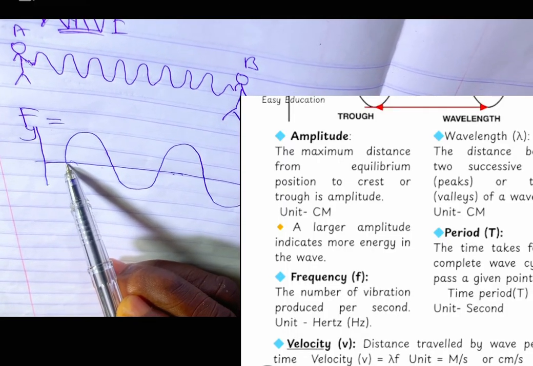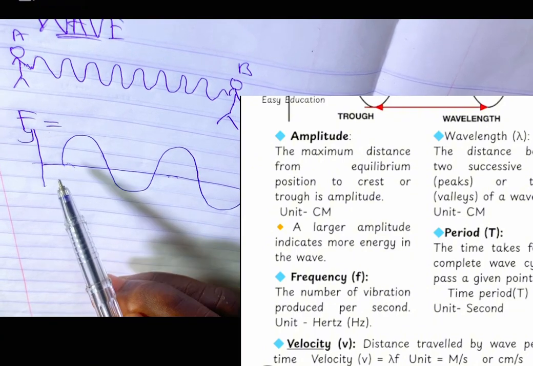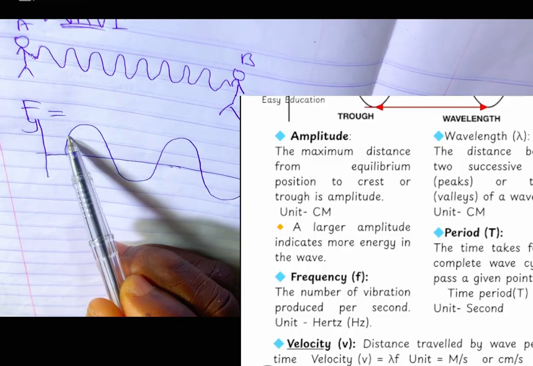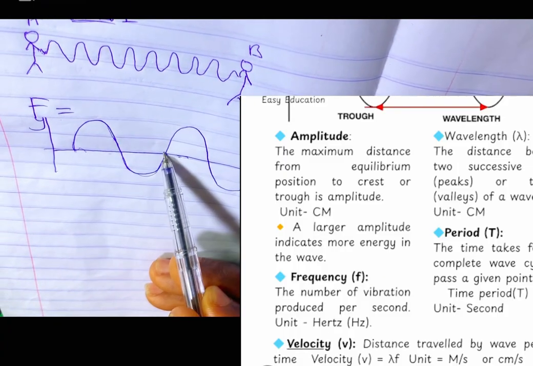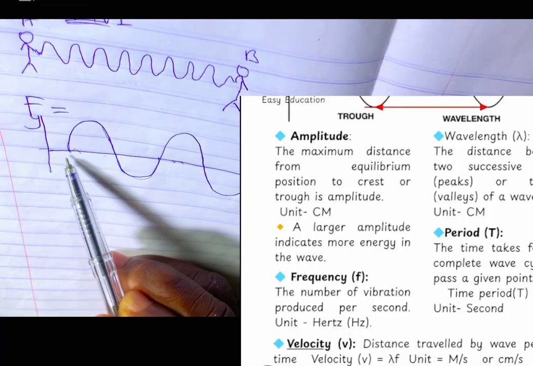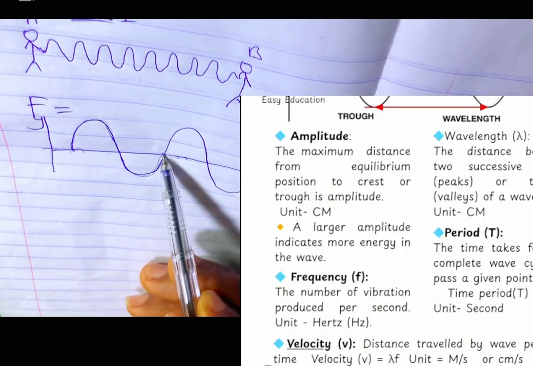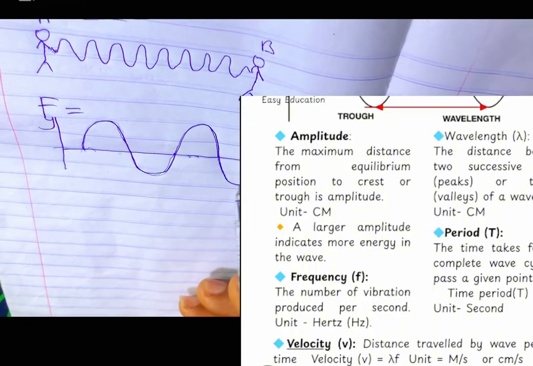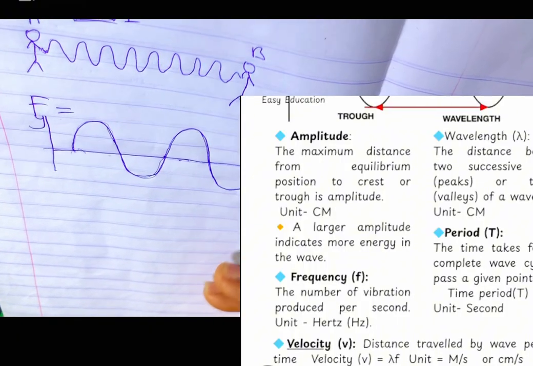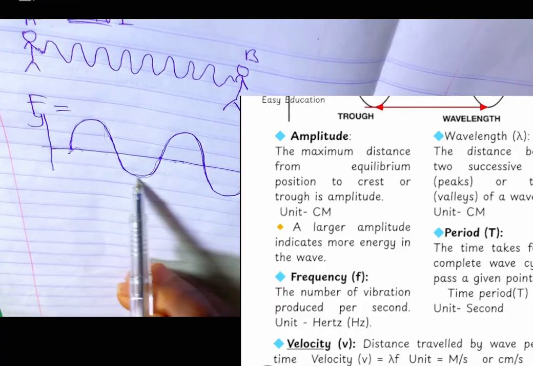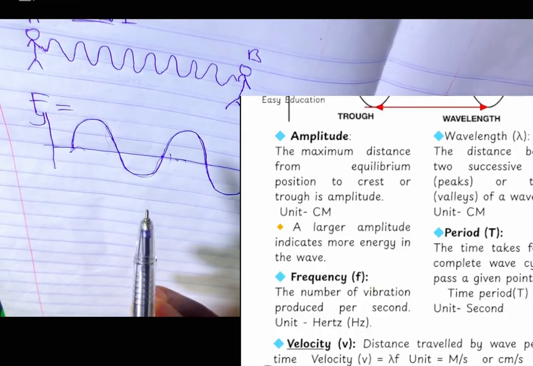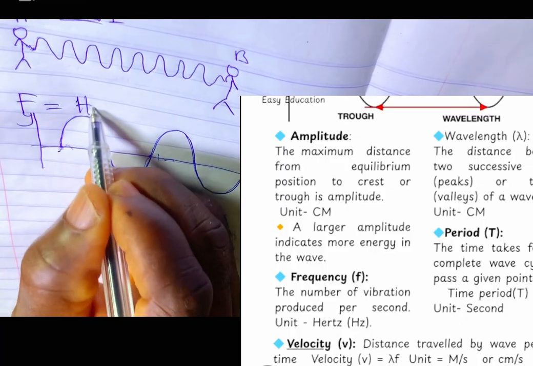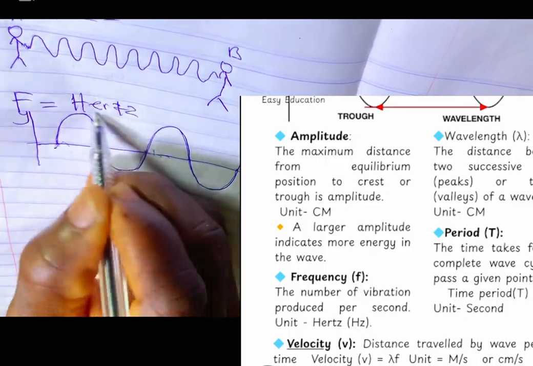Frequency means the number of complete oscillations in 1 second. Now look at one oscillation in my wave motion. From here to here is one complete oscillation. Let's count the next. From here to here, 2 complete oscillations. So the number of complete oscillations in 1 second talks about the frequency. And don't forget, frequency is measured in hertz.